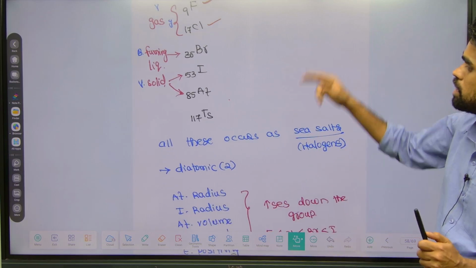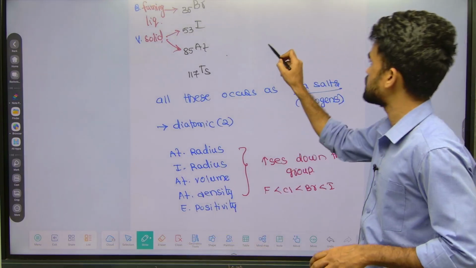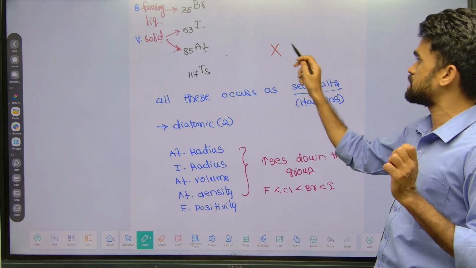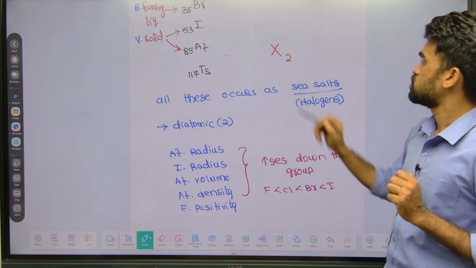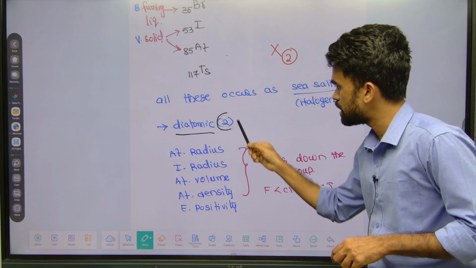Next, all these elements are in diatomic form. Diatomic form means if X is a halogen, it won't exist like X, it will be like X2. So what is the atomicity? 2. So these are diatomic, atomicity is 2.